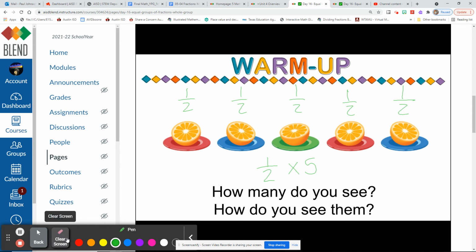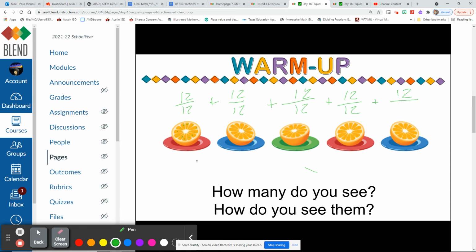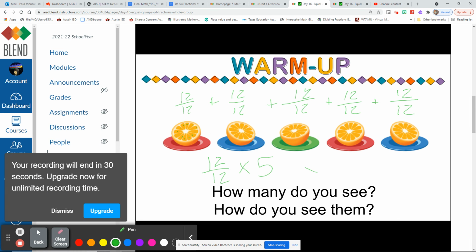Or maybe you were just like, well, there's 1 piece, 2 pieces, 3 pieces, 4 pieces, 5 pieces. That's 5 times 5. Or maybe you got even crazier and you were like, okay, in each piece, there's 1, 2, 3, 4, 5, 6, 7, 8, 9, 10, 11, 12 pieces. So you were thinking that's 12 twelfths plus another 12 twelfths plus another 12 twelfths plus another 12 twelfths plus another 12 twelfths, which would be 12 twelfths times 5. Once again, we have 5 groups of 12 twelfths.